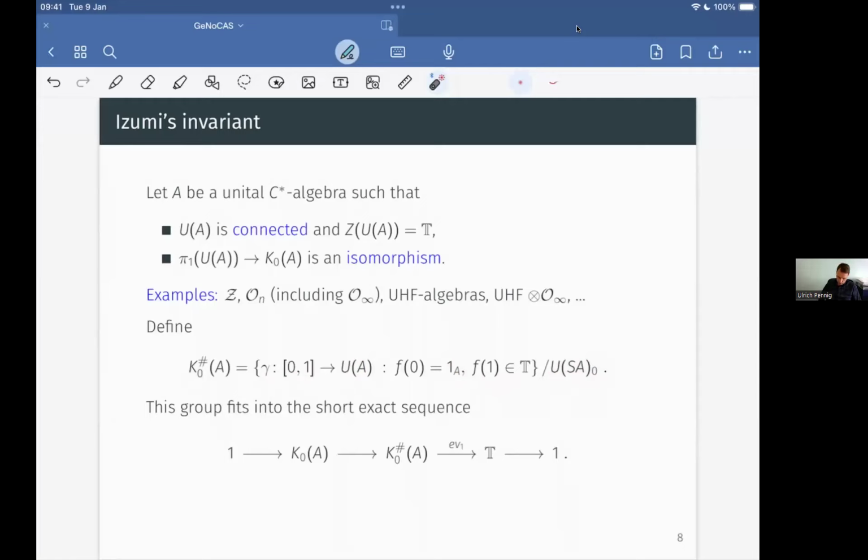And Izumi has proved that this fits into a short exact sequence like this, where if I evaluate my path at 1, I get an element in the circle. And then the kernel of that map is just K0 of A because of this second condition.